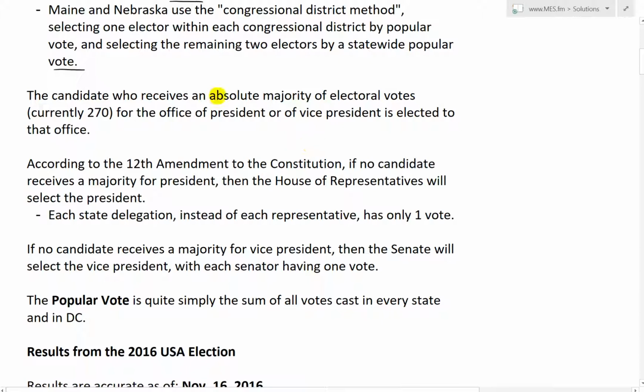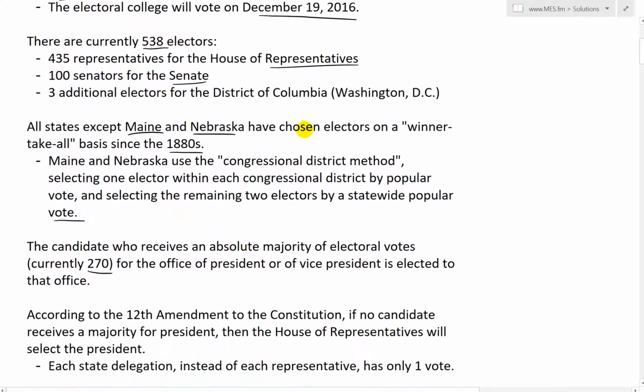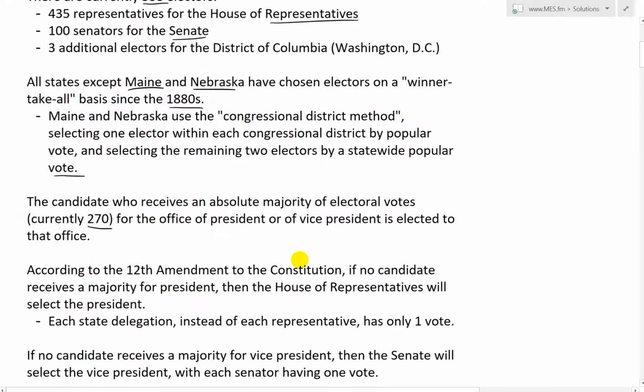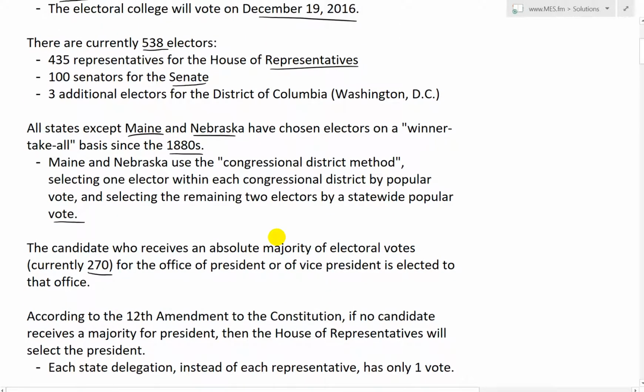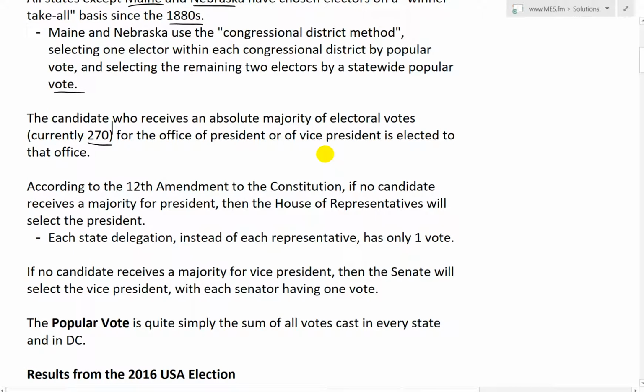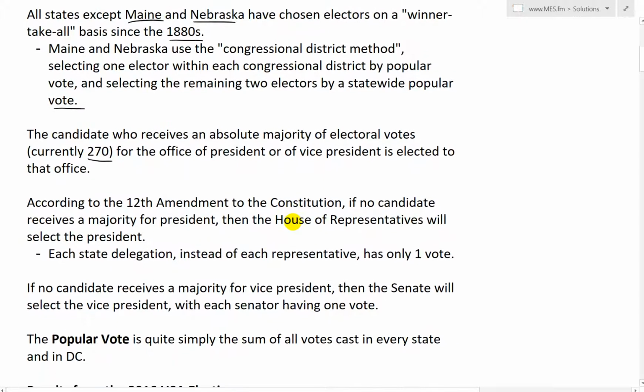Now, the candidate who receives an absolute majority of electoral votes, currently 270, well, 270 times 2, you get 540, which means the other person can only get 268. So this is the absolute majority. You need at least this to be elected to the office of president or vice president.